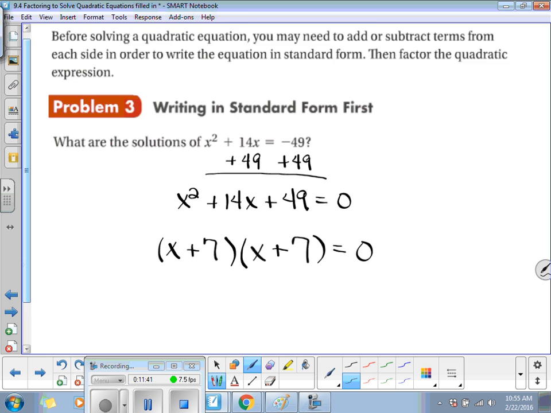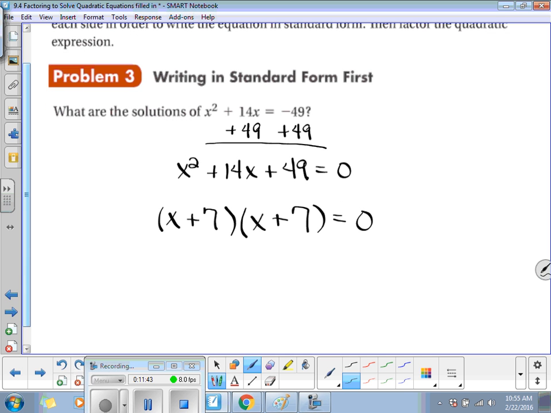So we just did the x method in our head. So, x plus 7, and do I have to do this twice? No. So x is equal to negative 7.